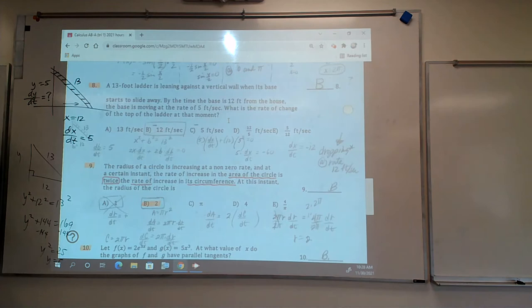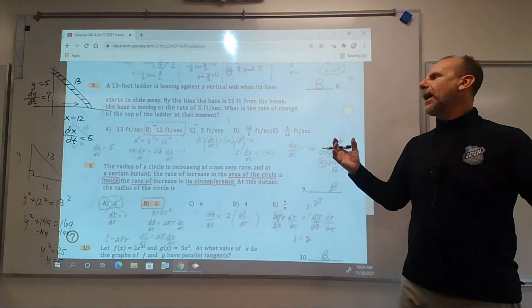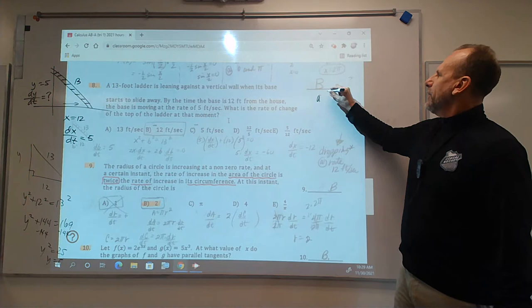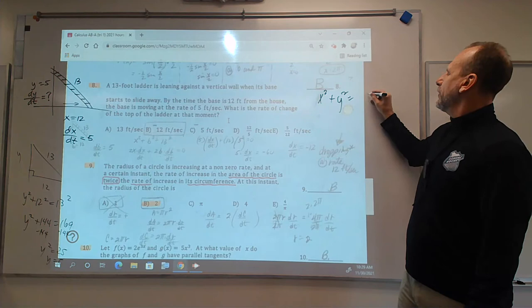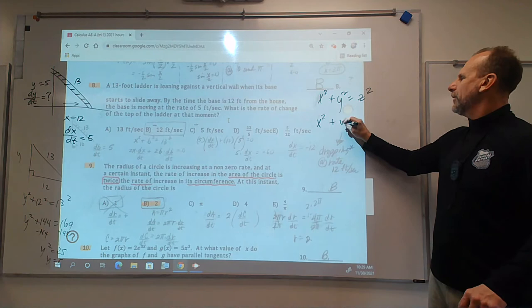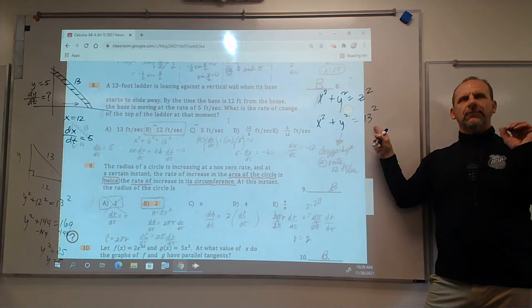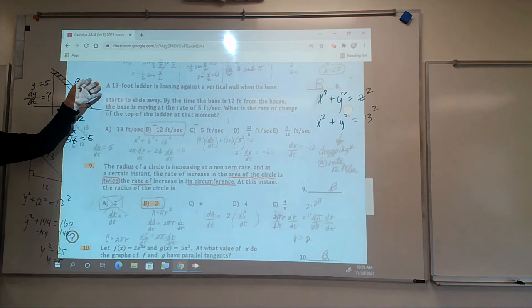Now you have to have some kind of geometric formula, like the area of a circle, or Pythagorean theorem, or the area of a rectangle. We're going to use x squared plus y squared equals z squared. x, we don't know it, it's a changing thing. This one is changing, but this one is not. It is always 13. This is the one thing that changed from the first time I taught you. That is a constant. The ladder doesn't change as this goes down. There's no derivative right here.